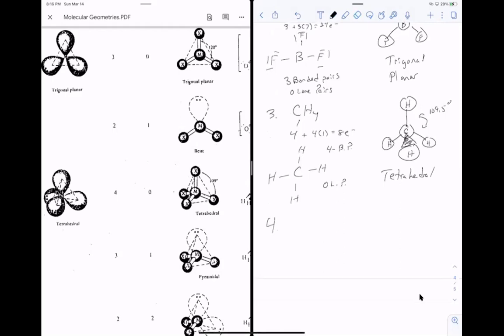Number 4, PCl5. We also will have addressed this in our discussion on Friday. Again, exceptions to the octet rule will be one of our other things that we look at, where phosphorus, 5 electrons, 7 times the 5 chlorines, that's a total of 40 electrons. You have phosphorus surrounded by 5 chlorines.